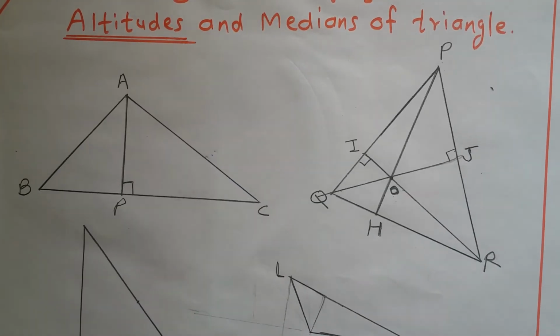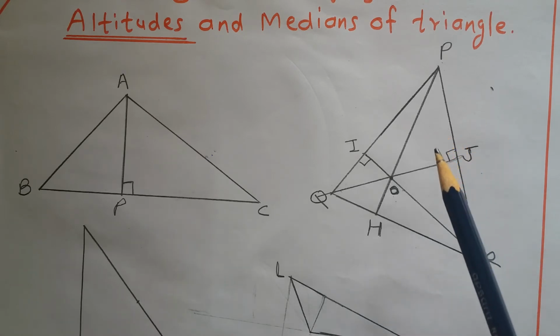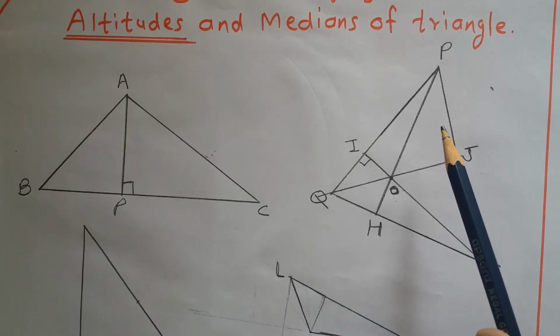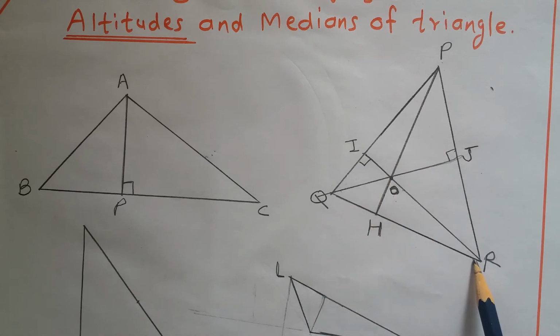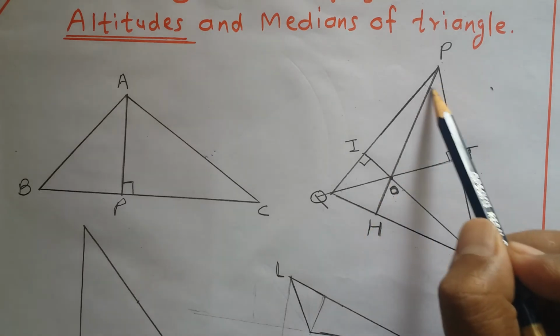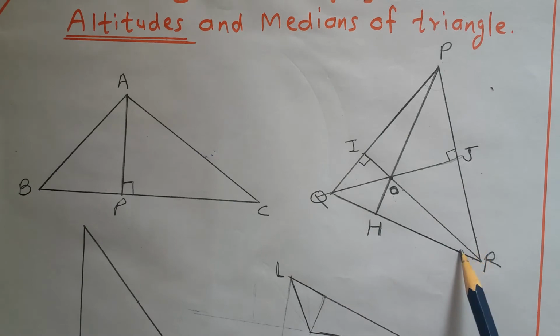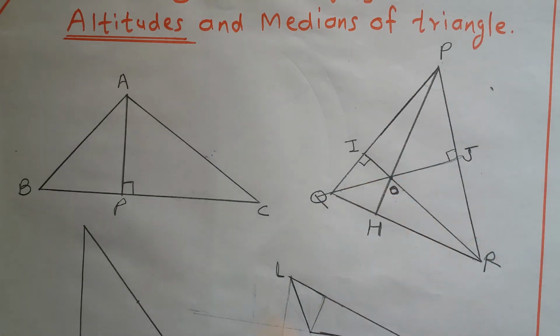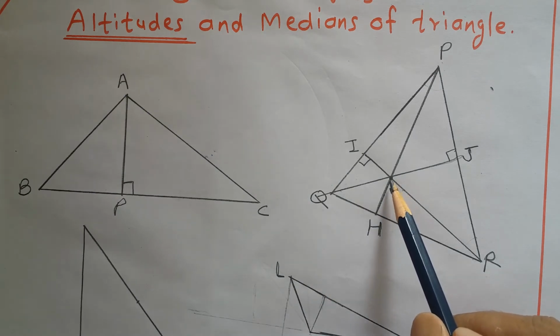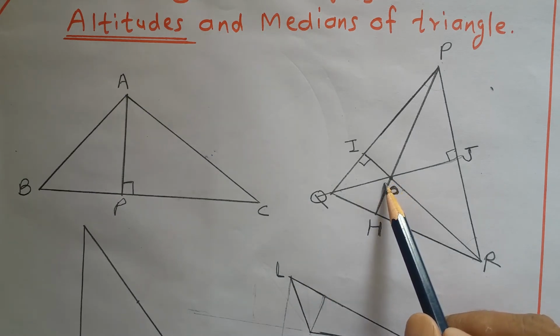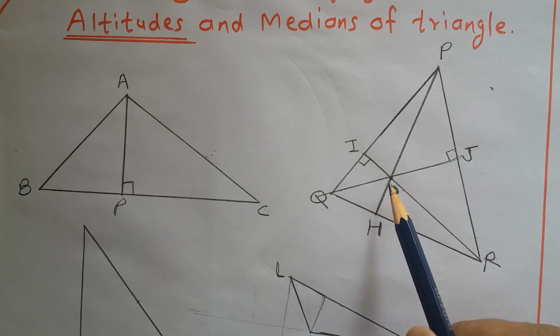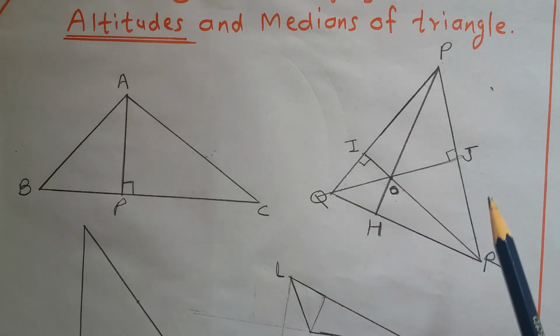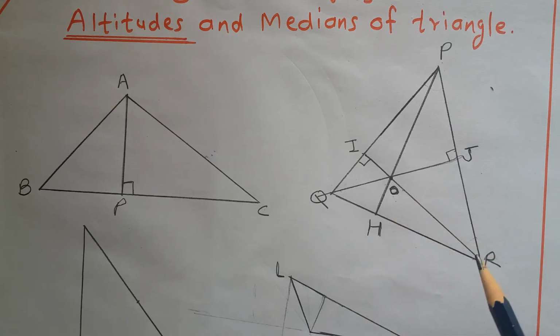So students, you have seen this was an acute angle triangle, triangle PQR. This was an acute angle triangle, which means every angle has a measure less than 90 degrees. In the acute angle triangle, where is the orthocenter? The orthocenter is in the interior of the triangle. What is the location of the orthocenter? It is in the interior of the triangle.